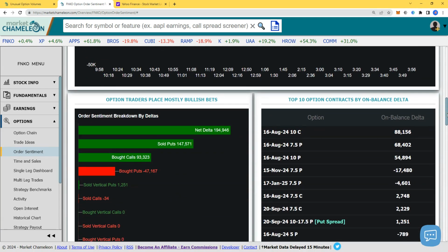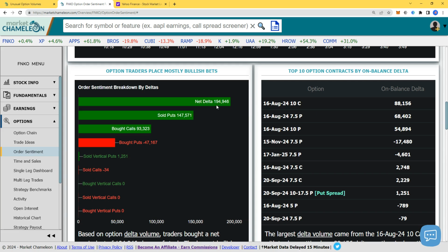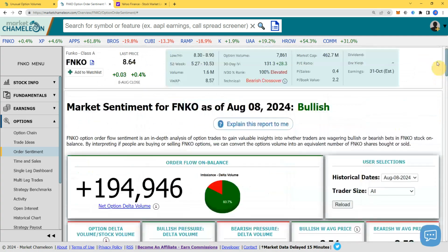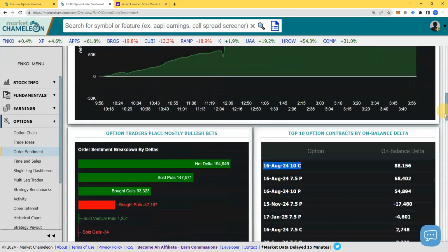And now this is the part that you can pay attention to if you haven't already. Net delta 195, sold puts. So you see here, bought calls and sold puts. But this is the trade: August 16, next week, 10 call. Now remember the price is 8.64.